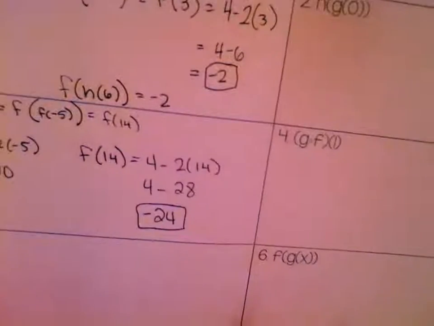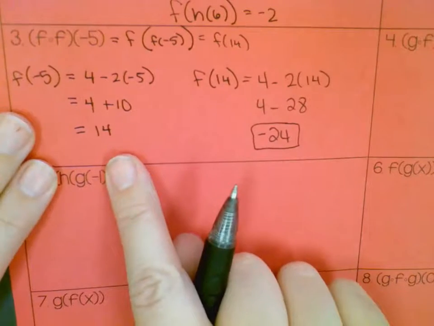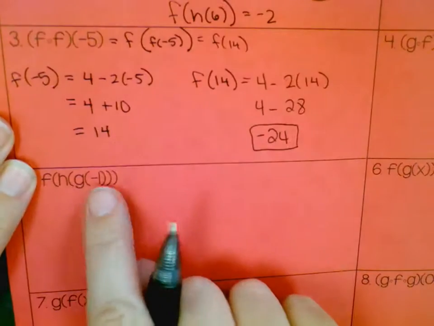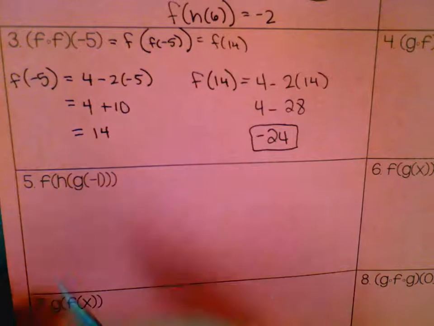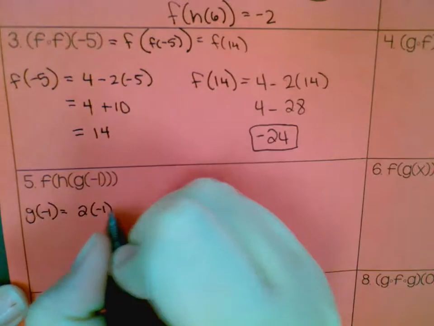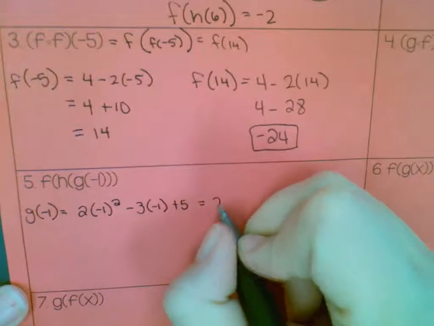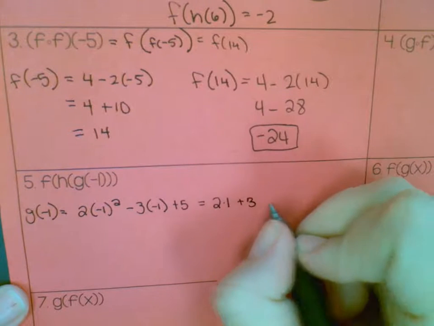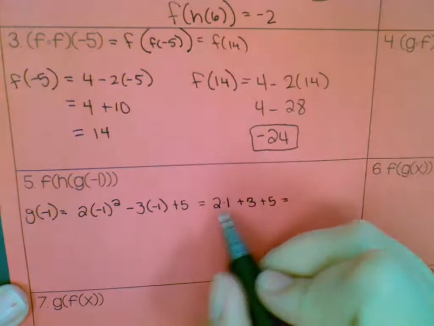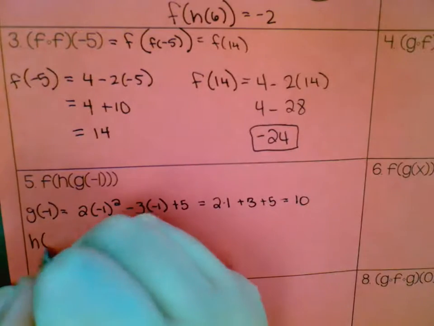Let's look at question number 5. It's kind of the same as what we just did, except there's more parts. So I wanted to do that one with you too. Just work your way out. We have g of negative 1, then h of that answer, and then f of that answer. So it's like 3 parts. First we do g of negative 1. That would be 2 times negative 1 squared minus 3 times negative 1 plus 5. So 2 times 1 plus 3 plus 5, so 2 plus 3 plus 5 is 10.